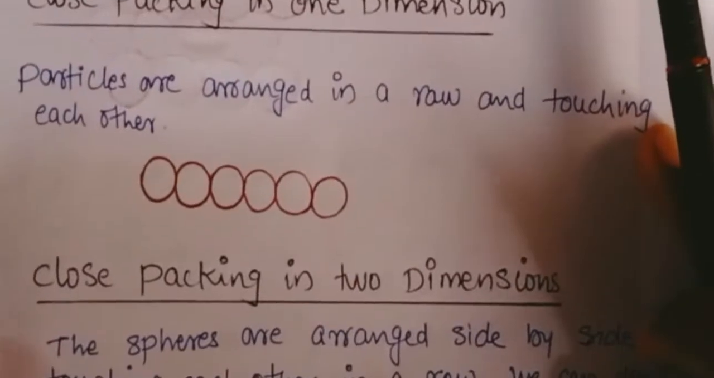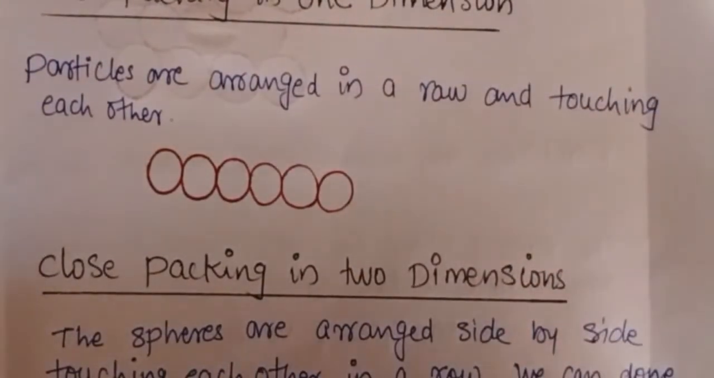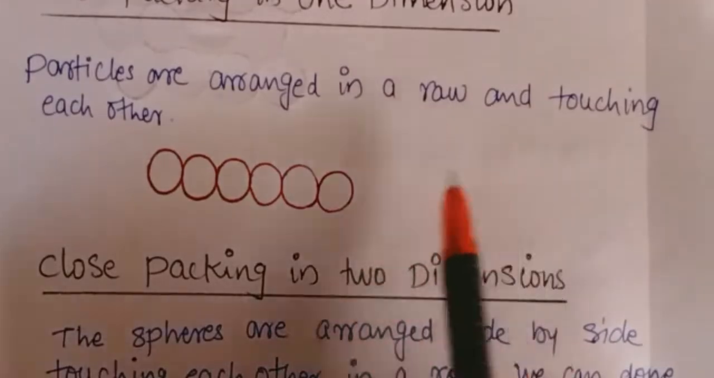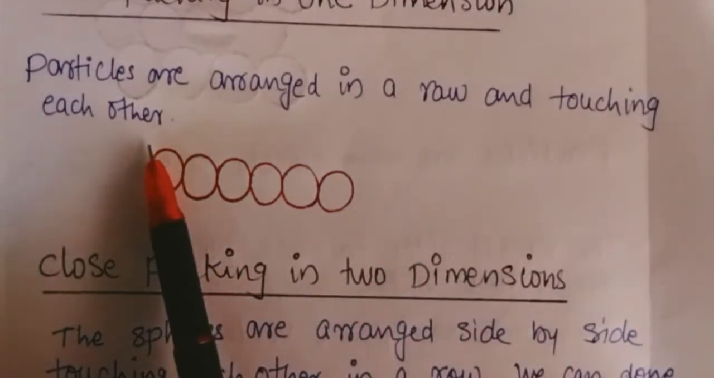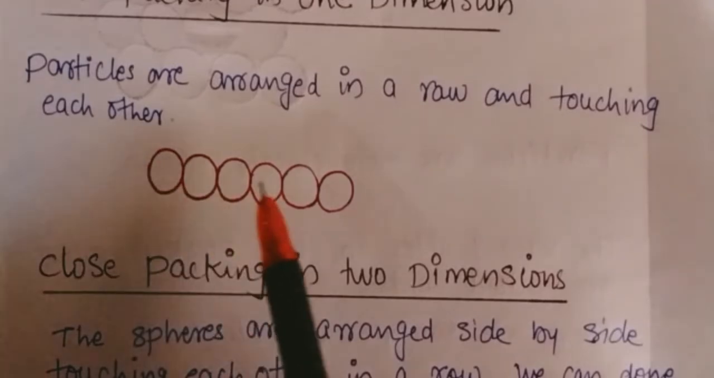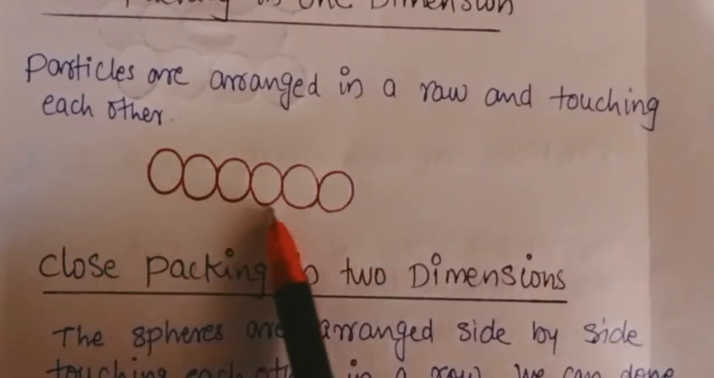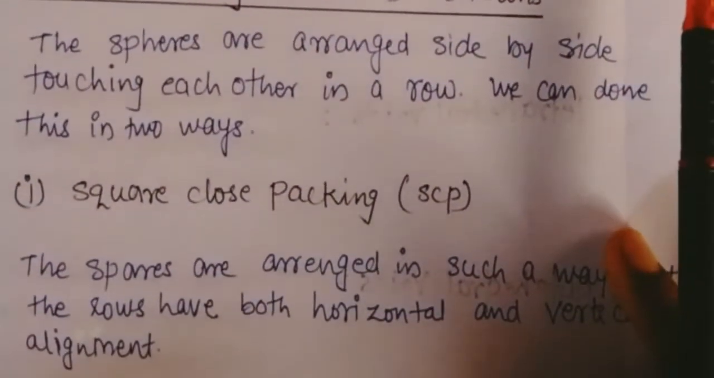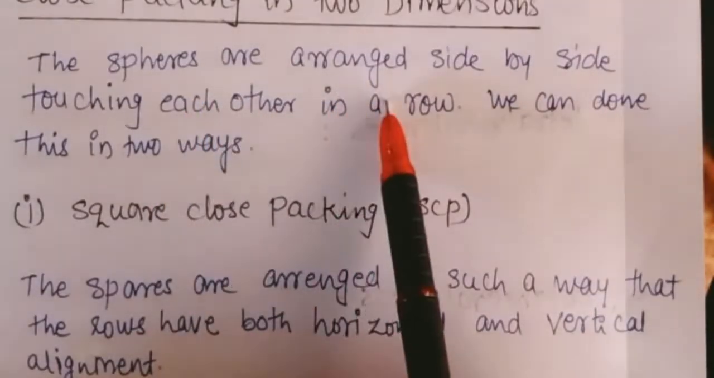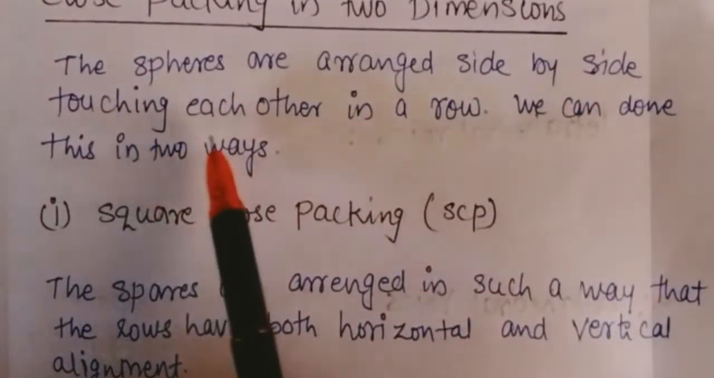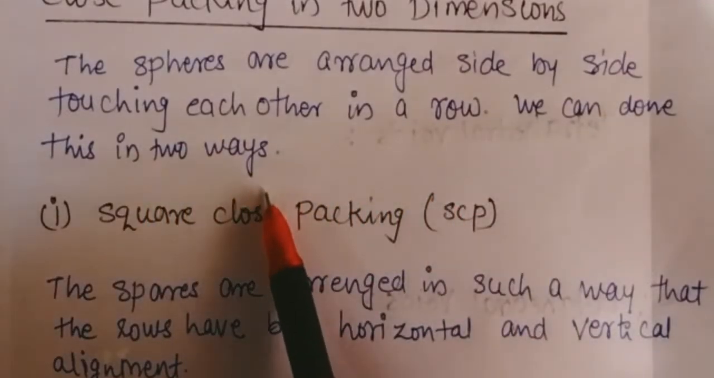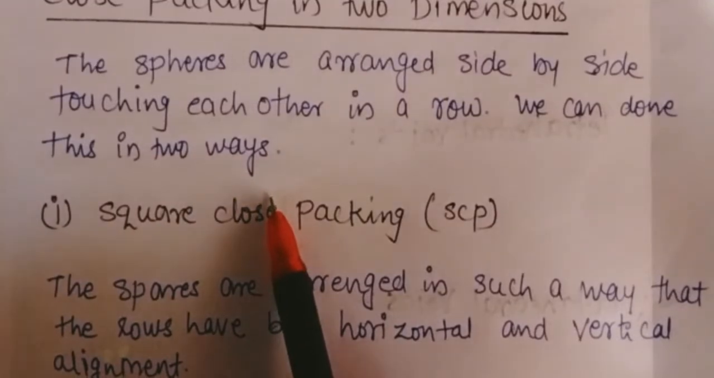The first one is close packing in 1 dimension. In this case, we assume the particle is a sphere. It means that the spheres are arranged in a row and touching each other. So in 1 dimension, they are arranged in a row and touching each other. And in the case of 2 dimension, the spheres are arranged side by side, touching each other in a row, and we can do it in 2 ways. So we are arranging spheres like a plane. That is called 2 dimension.